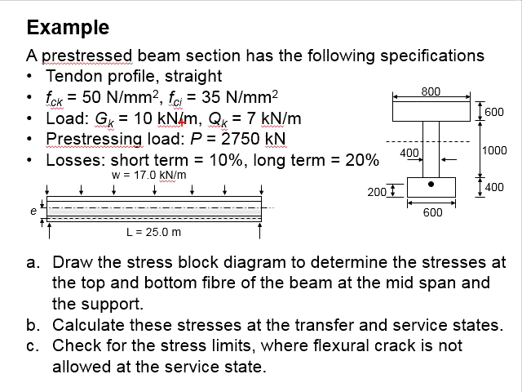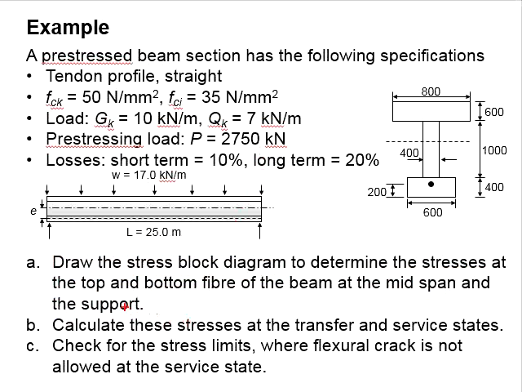The prestressing load is 2750 kN, and the losses for the short term and long term are 10% and 20% respectively. You are asked to draw the stress plot diagram in order to determine the stress at the top and bottom fiber of the beam, at the midspan and the support.